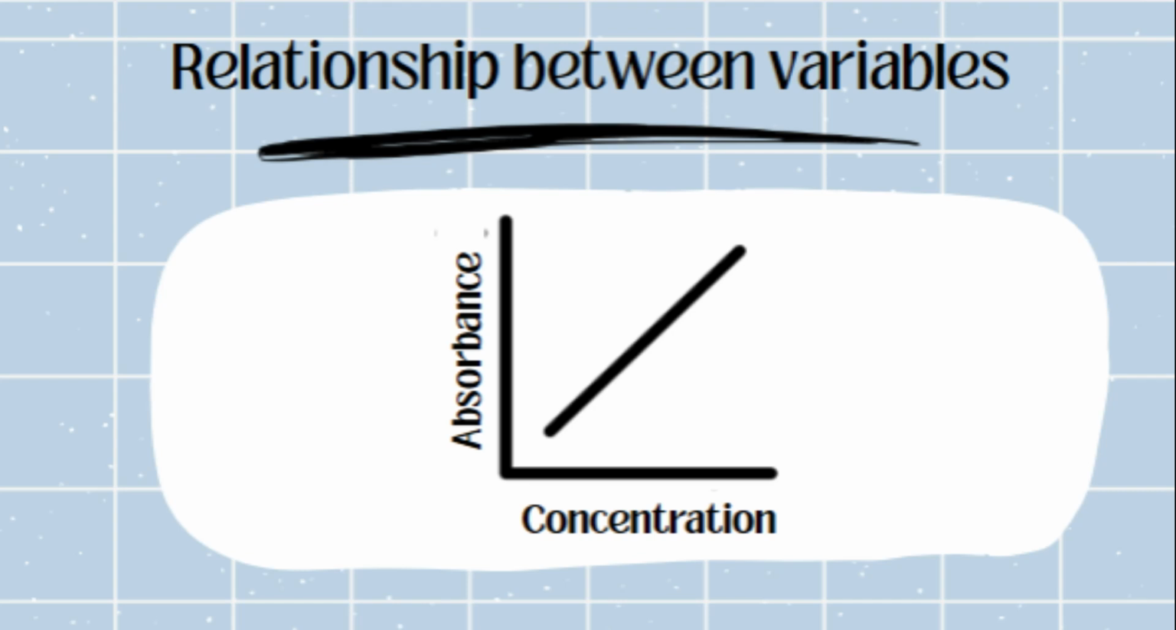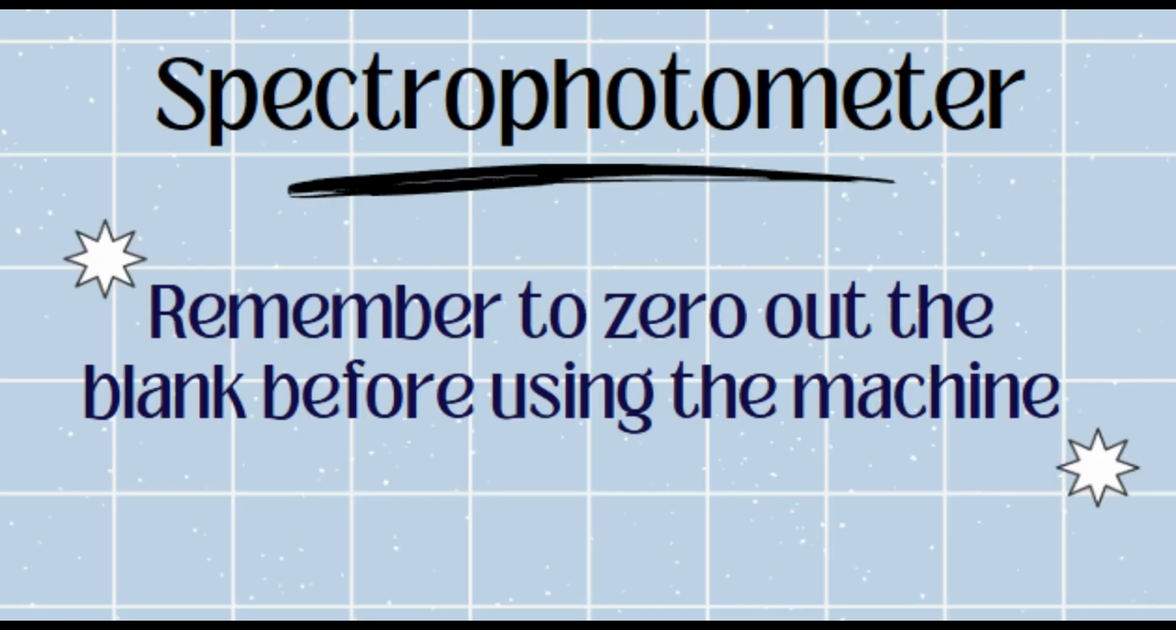Before measuring absorbance, it is important to zero the spectrophotometer using a blank. The blank contains everything except the substance being tested, usually just the solvent. This step ensures the machine only measures the absorbance of the actual solute. If you skip this step, your absorbance readings will be too high because it would include the absorbance from the solvent in the cuvette, making your results inaccurate.